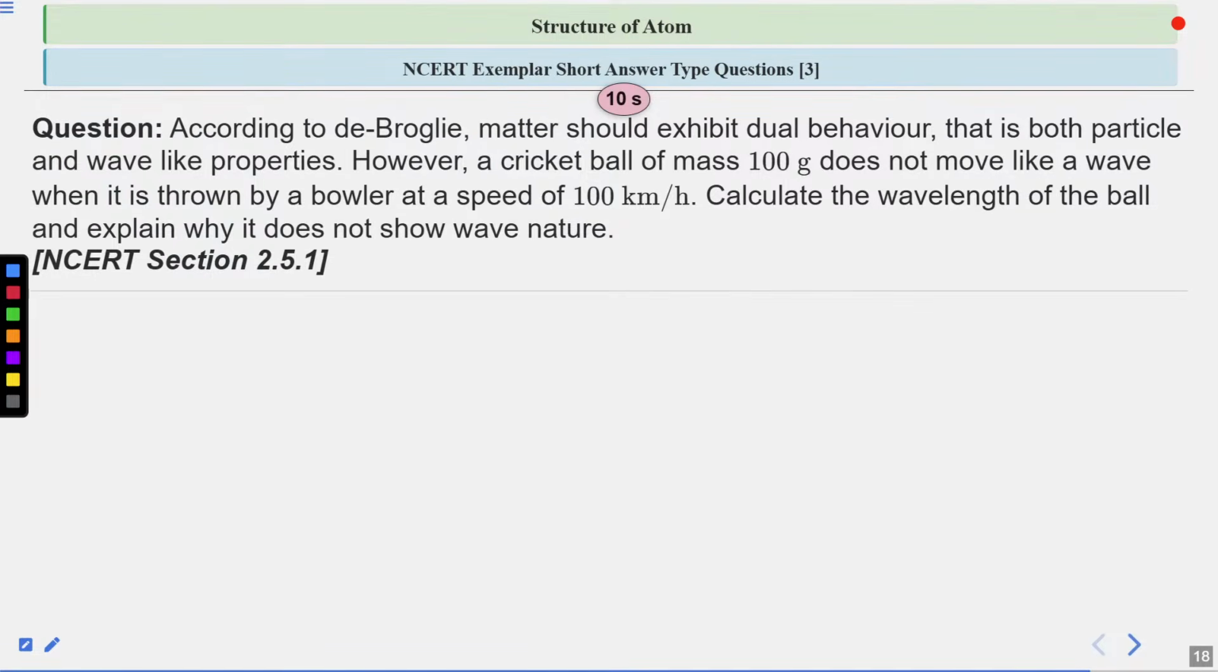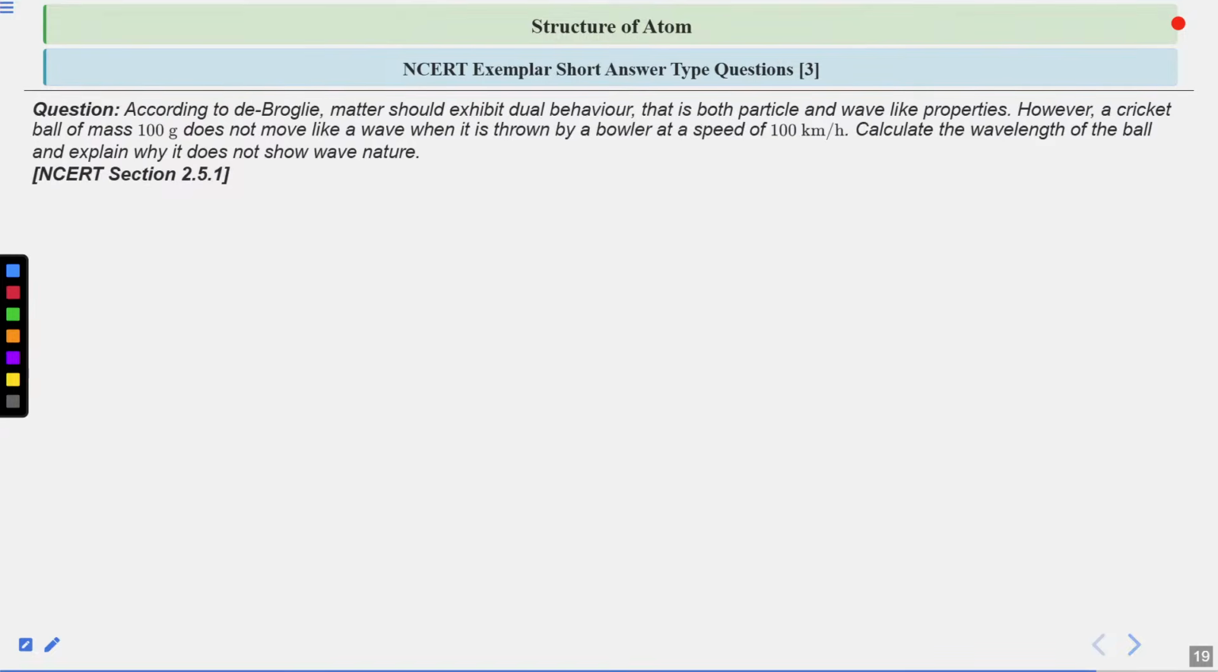Your time to solve this question starts now. The time is up. Okay. Yes, due to the huge mass. We will see what is the correct answer. First of all, it is given in the question that the mass is 100 gram, so we convert it into the SI unit. We will write it as 0.1 kg.